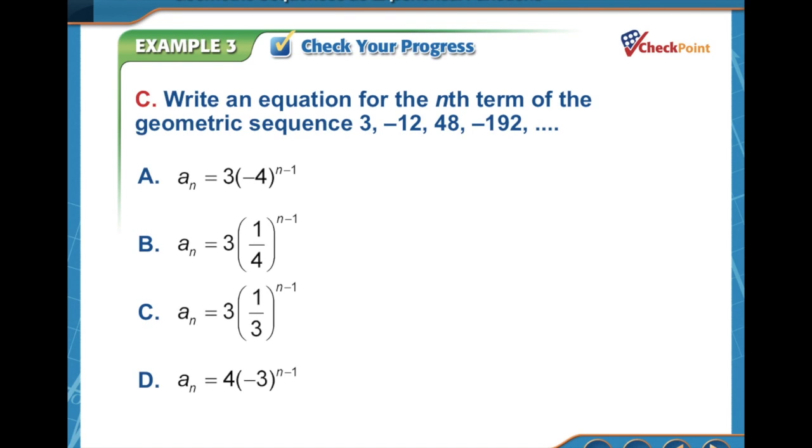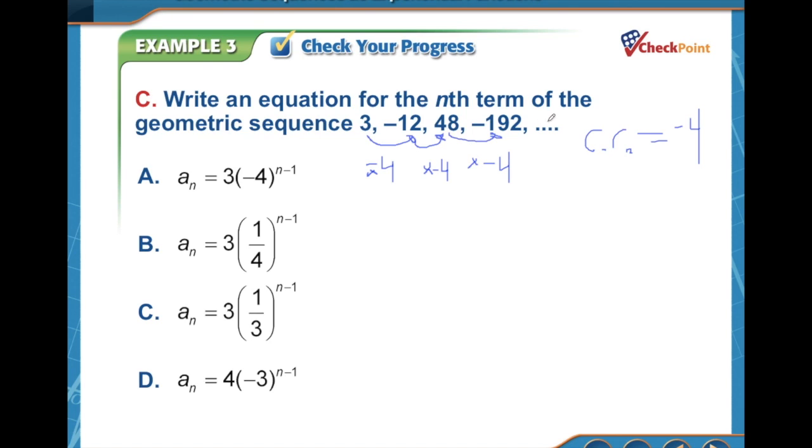Cool. So how about 3C? We want to write an equation for the nth term for this sequence. So we must first understand what is our common ratio. To get from 3 to -12, I'd multiply by 4, but it goes from positive to negative, so it must be a negative 4. To get from negative 12 to positive 48, I'd also multiply by a negative 4. And to get from 48 to negative 192, I'd also multiply by a negative 4. So my common ratio is a negative 4.